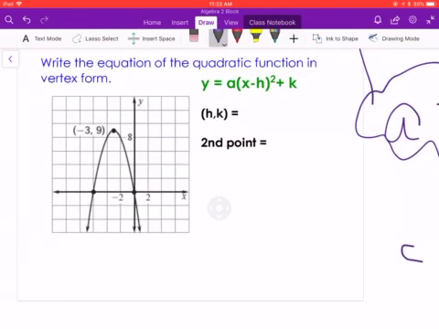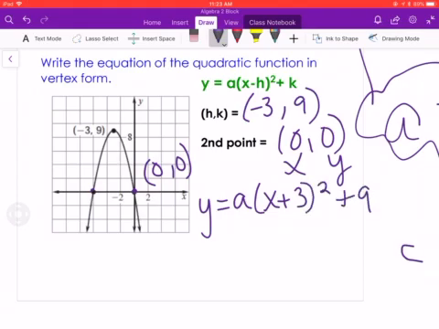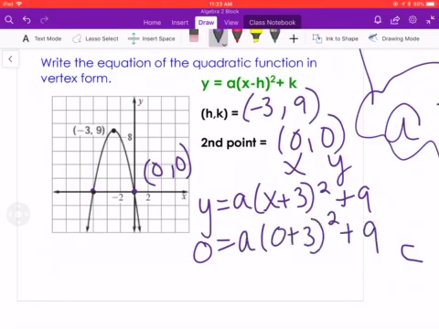Okay. Here's an example with a graph. So here's our vertex. That will be our H and our K. And then another point, we could either use this one or we could use this one. It doesn't really matter. 0, 0 is a nice point to use if we have the opportunity because it's easy to plug in 0. So start by plugging in the H. It'll be x plus 3 squared, and then the plus 9 for K. Then I'm going to replace x and y with 0 and finish solving for A.